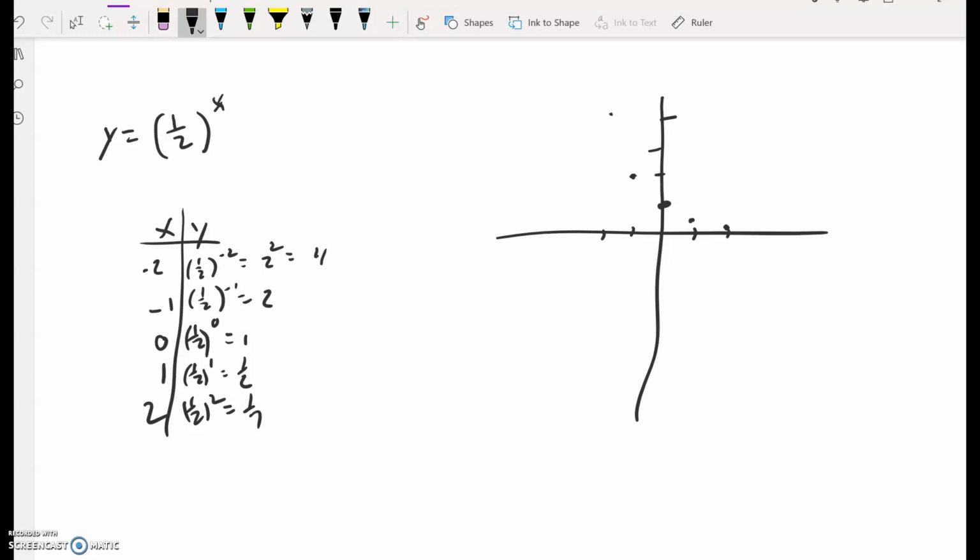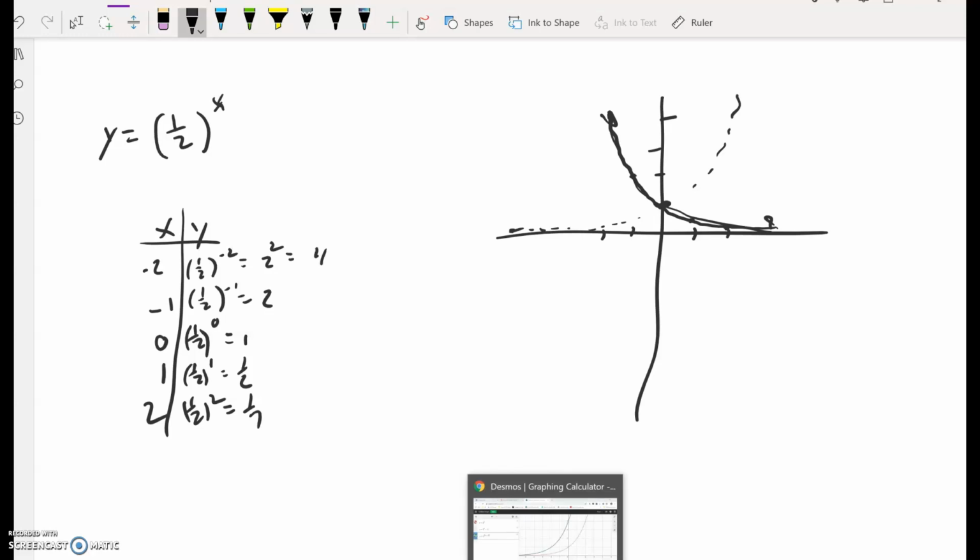And so this is kind of the same graph that we had before, but it switches sides. What used to go down here and then come up here like this, now is going down to the right and coming up to the left. Let's go to Desmos and see what that looks like.